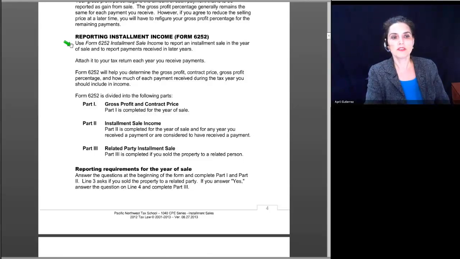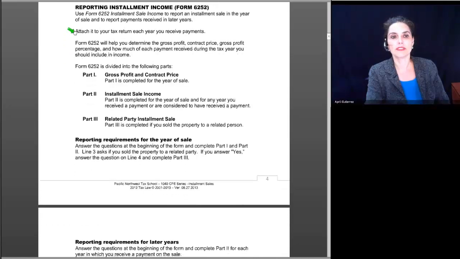You use Form 6252, Installment Sale Income, to report an installment sale in the year of the sale and to report payments received in later years. Attach the form to your return each year that you receive a payment. Form 6252 will help you determine the gross profit, contract price, and gross profit percentage, as well as how much of each payment received during the year you should include in income.